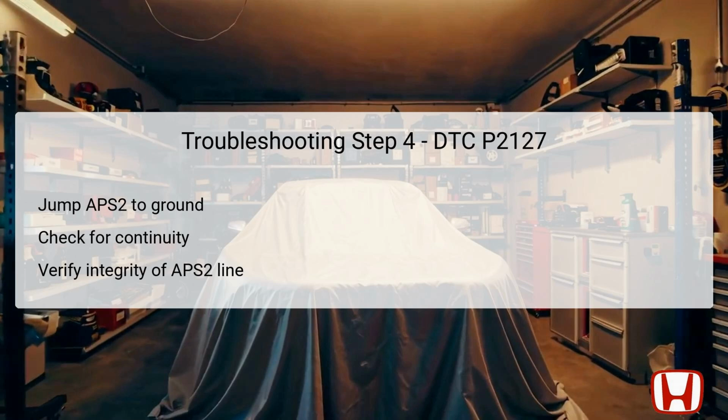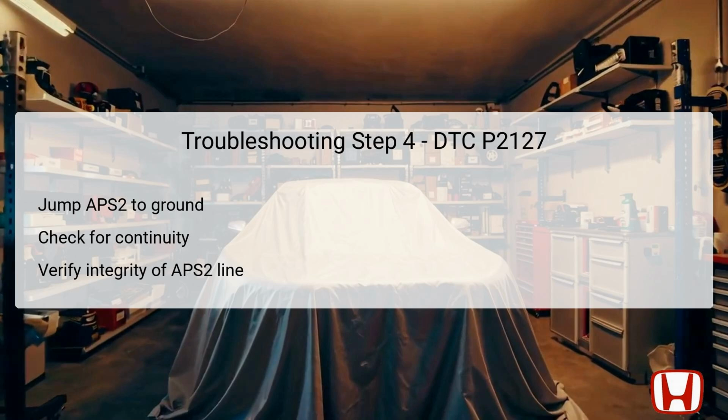Start by connecting terminals A and B with a jumper wire, where terminal A is the APP sensor 6P connector number 3, and terminal B is the body ground. This setup allows you to test for continuity effectively.